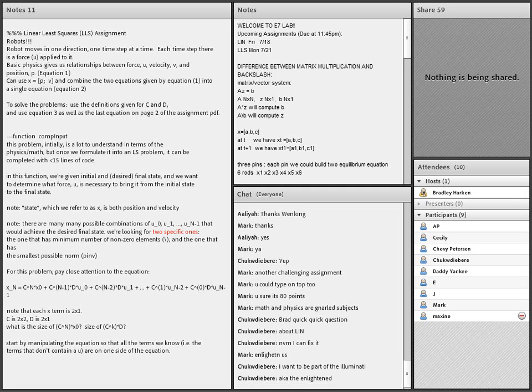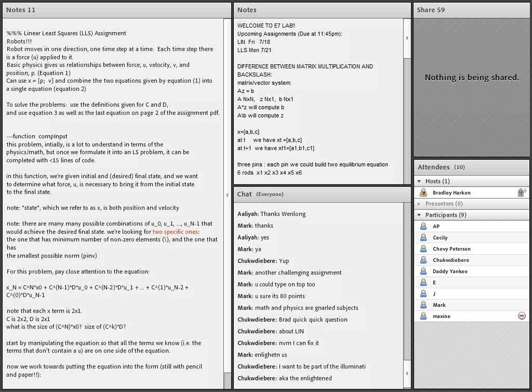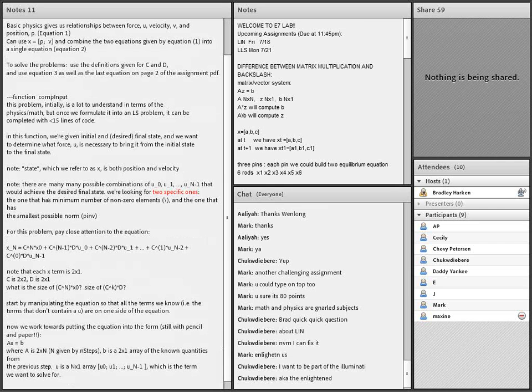And then after we do that, we work towards putting the equation into the form AU equals B, where A is a 2 by n matrix, B is a 2 by 1 array, and n is n steps. So A is going to be a 2 by n matrix, which we're going to multiply by the array U, which contains u naught, u1, etc., up to u n steps minus 1. Now, u is what we're solving for because it is what is unknown up to this point.